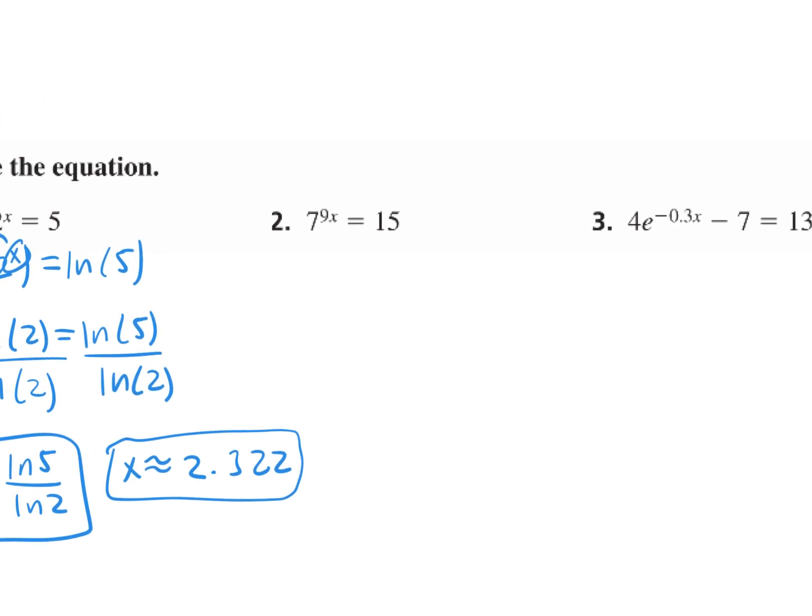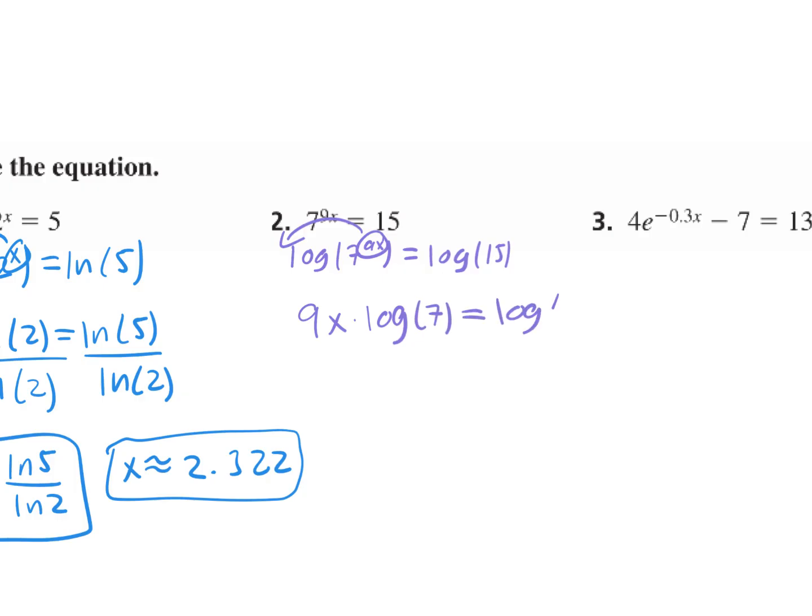So I have 7 to the 9x equals 15. Once again, I can't change 15 to have a base of 7. So what I'm going to do is log both sides. Again, it doesn't matter if you do log or ln. Then I'm going to take this 9x and bring it out front. That's a property of our exponent. So I get 9x times log 7 equals log 15. And now I want the x by itself, so I'm going to go ahead and divide.